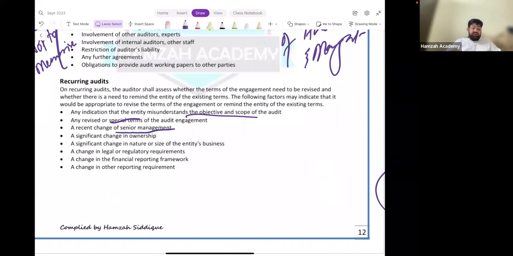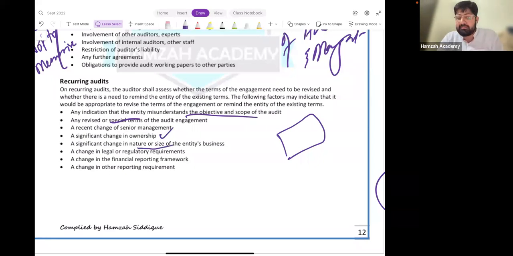Ownership change, senior management change. The audit committee, you know, actually decides terms and conditions with the auditor. If management changed and new management came, then to have a better understanding, the engagement letter has to be submitted again. A significant change in ownership: shareholders appoint the auditor, so if shareholders change, the engagement letter has to be revised. Change in the nature or size of the entity's business.